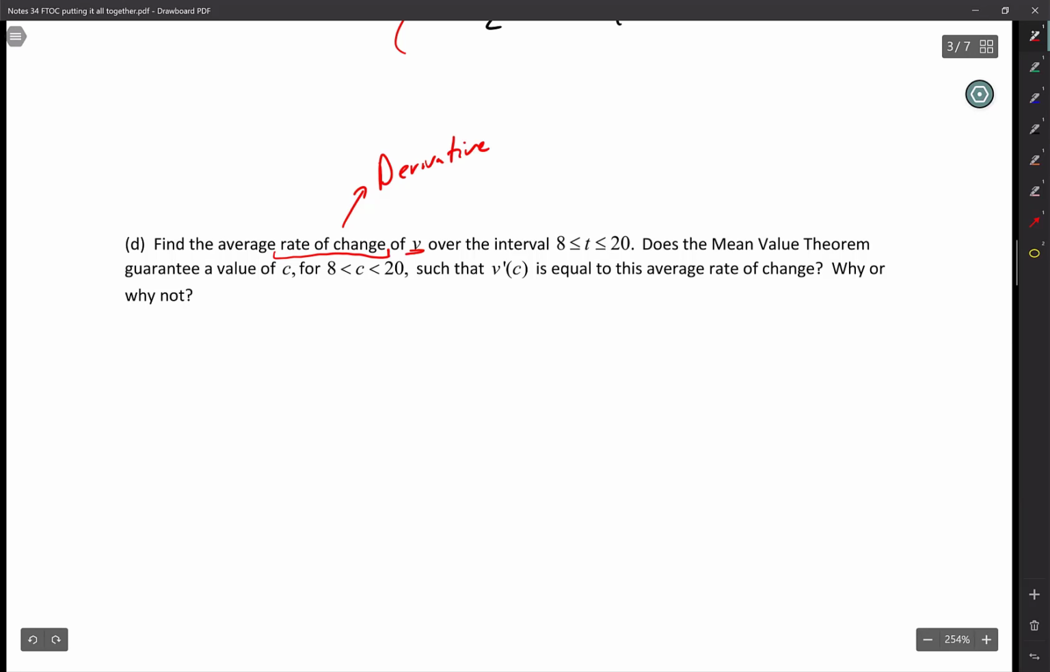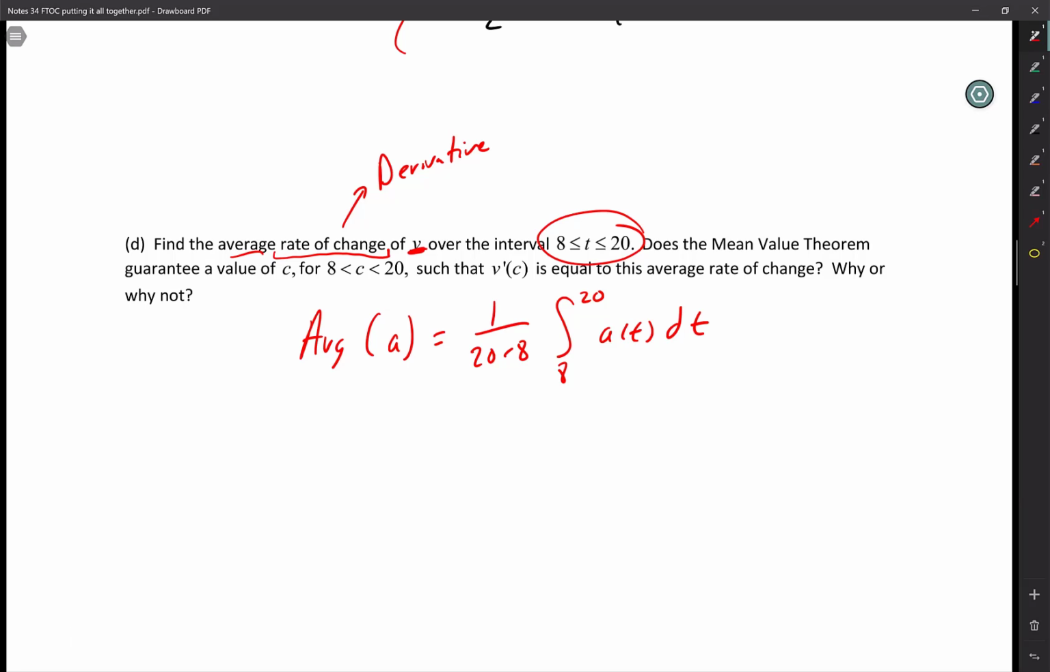The calculus route? We said that average, okay, let's talk about what rate of change means. Lanford, what does rate of change mean? The derivative. Yeah, guys, it means the derivative. What is the derivative of velocity? Acceleration. So guys, this is saying what's average acceleration. That just means 1 over 20 minus 8, integral 8 to 20 of A of t dt. There it is. Average acceleration, guys.